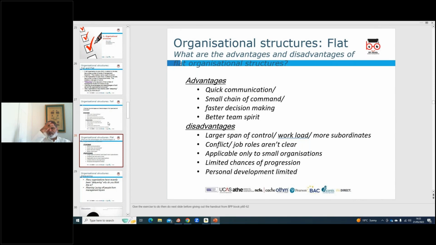The disadvantage is the limited promotion, because there are not many opportunities in that particular organization. Therefore, smaller organizations have limited chances of progression. You can't get to the top very quickly because there are no opportunities there. In a larger organization, there are opportunities for promotion. Personal development is limited.